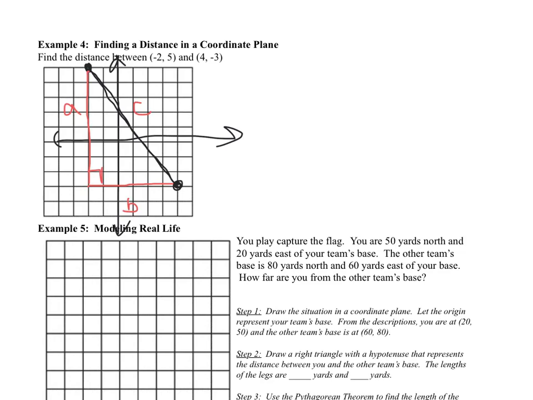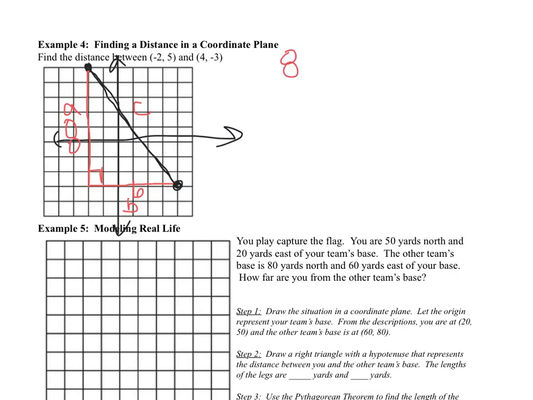So looking at the A, can I count from here straight down? Well, I would go 1, 2, 3, 4, 5, 6, 7, 8. Can I count from here straight across? 1, 2, 3, 4, 5, 6. So yes, this I know is an 8, and this side is a 6, and I can use my Pythagorean theorem to figure out what the C is.